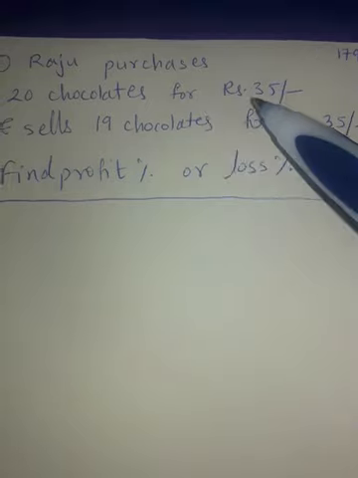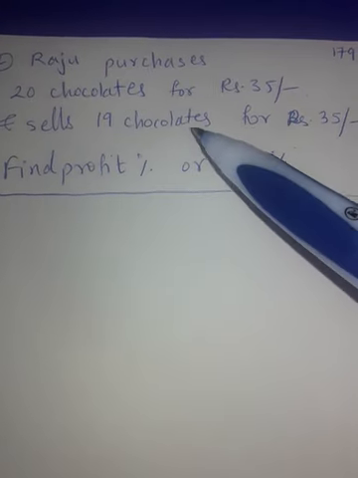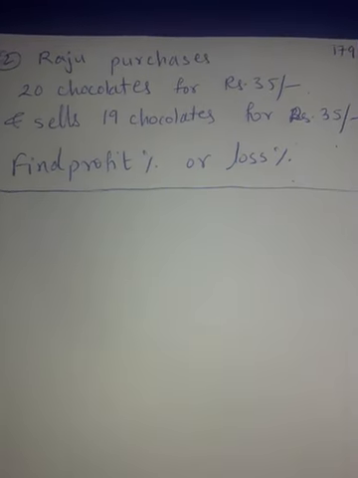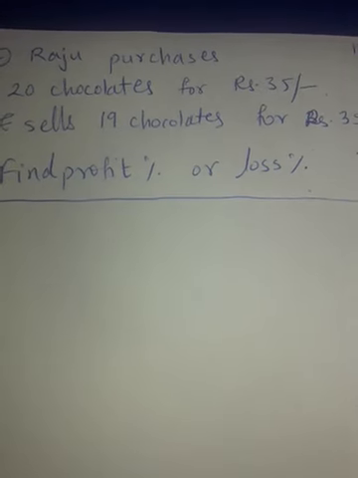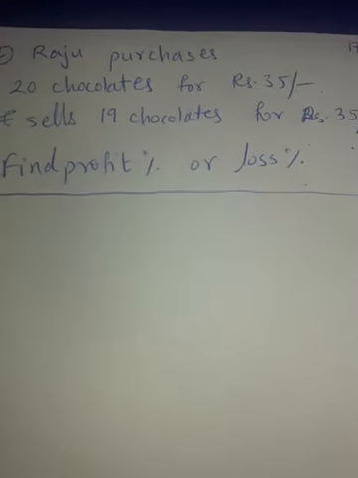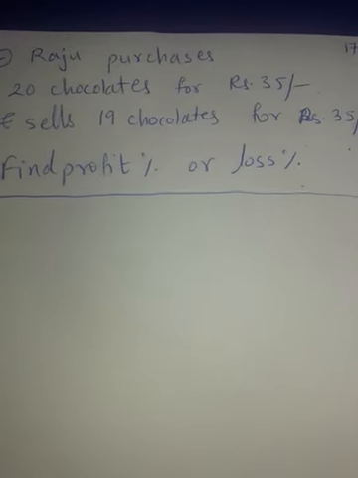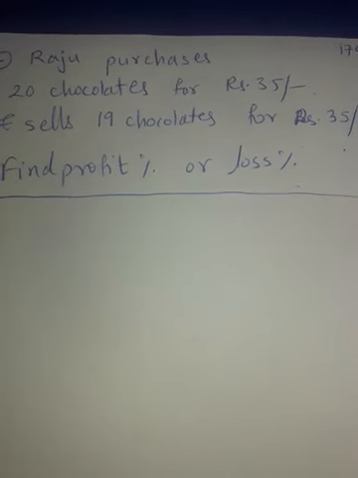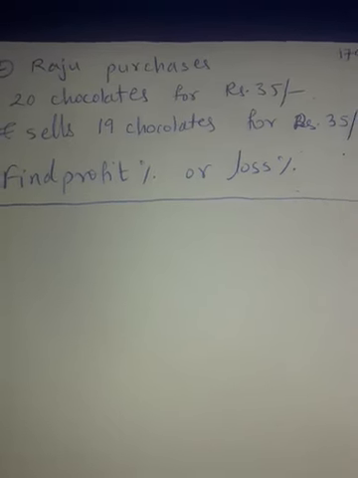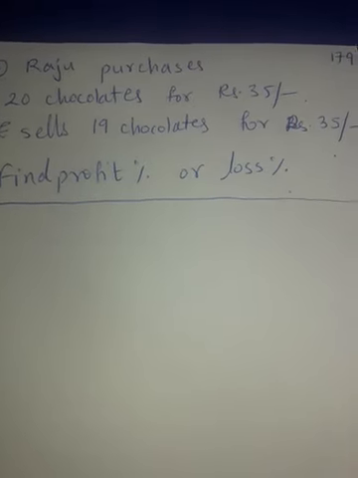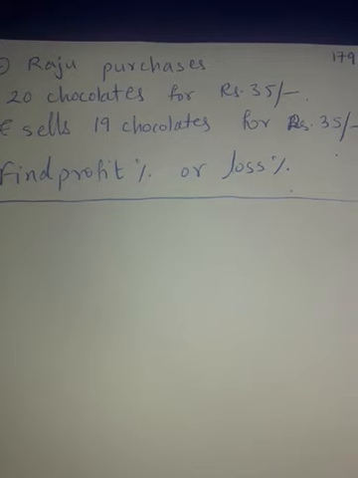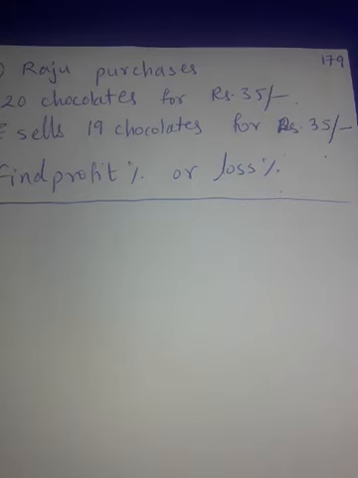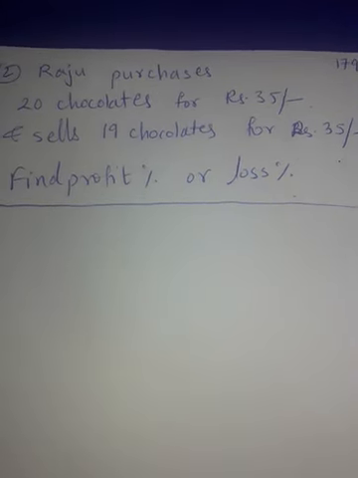Raju purchases 20 chocolates for rupees 35 and sells 19 chocolates for rupees 35. Find profit percent or loss percent. Remember one thing, whenever we find any profit percent or loss percent, the quantity should be the same. If I tell you, I bought 1 chocolate for 10 rupees and I sold 100 chocolates for say 200 rupees, can you compare them for finding profit or loss? You cannot, because the quantities are different. I am talking about the cost price of 1, I am talking about the selling price of 100. So you cannot compare them. That means the quantities should be equal.